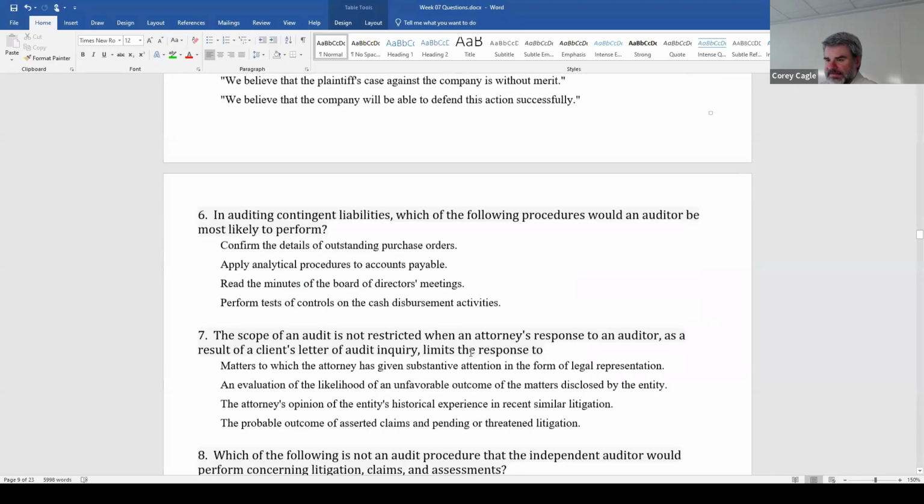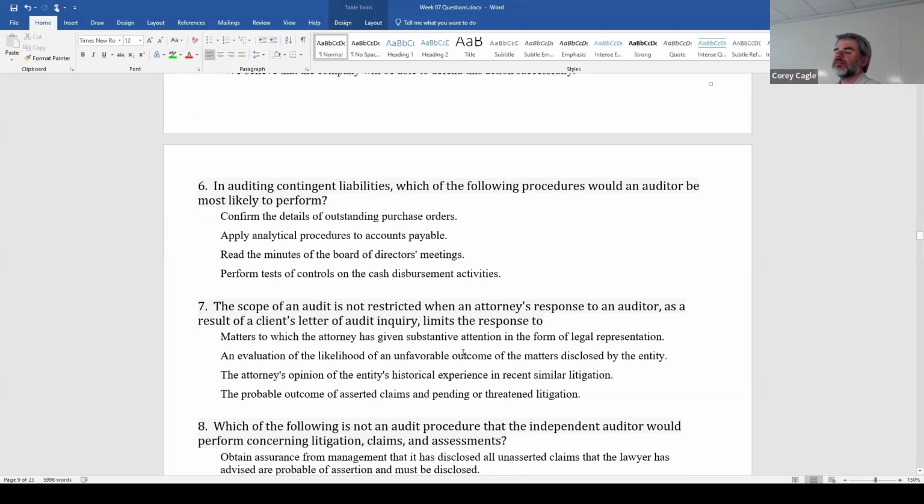Number 6 is a classic. In auditing contingent liabilities, which of the following procedures would an auditor be most likely to perform? We would like to read the minutes of the directors' meetings to find those types of things. None of those others would help us, but that would. Yeah, that's a classic. Read the minutes. That's a good answer for things like that.